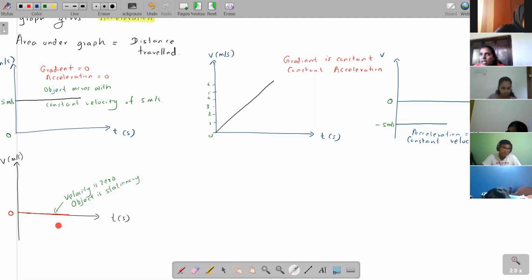Now, whenever an object is resting, the only way to show a resting object in a velocity time graph is to have the line drawn on the x-axis. Nowhere else. Anywhere else a line drawn means that object is moving. The only place to show a stationary object in a VT graph is to draw on the x-axis. Understood? That is very important.